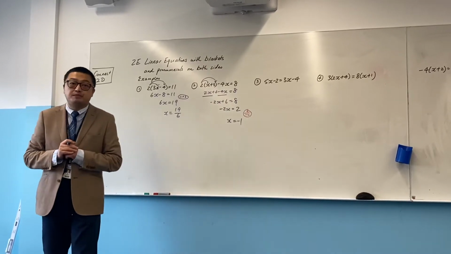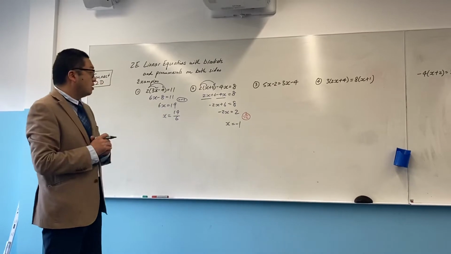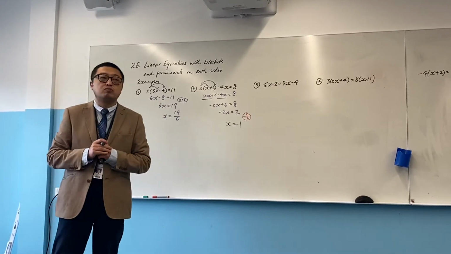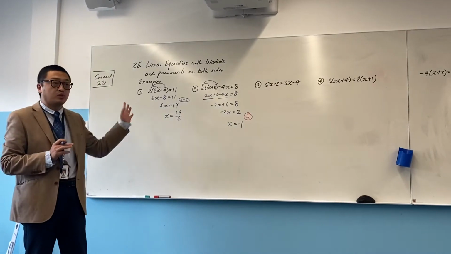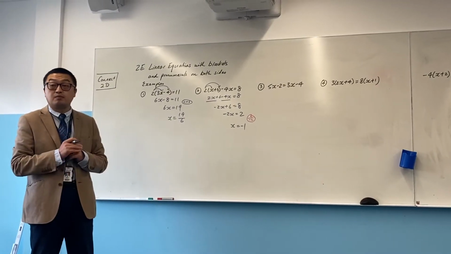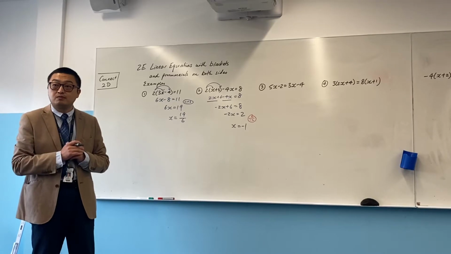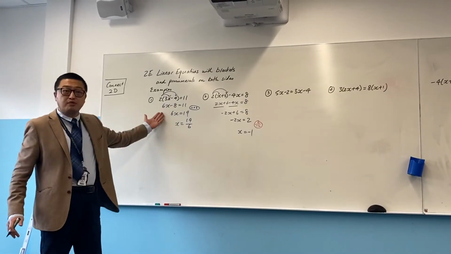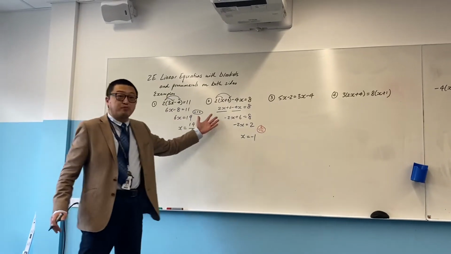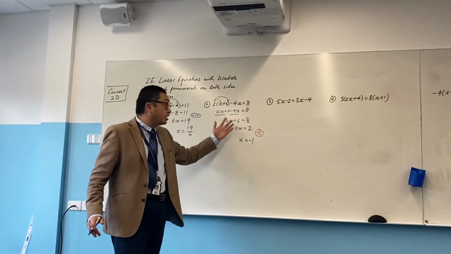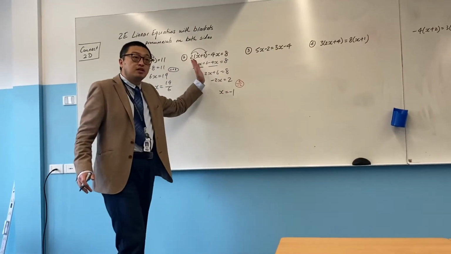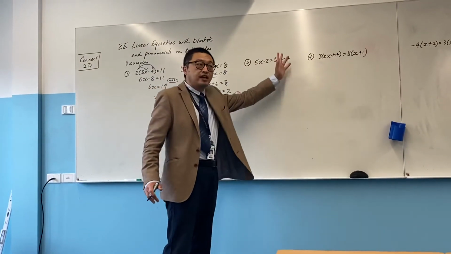Okay, question number 3. What's the difference between this one and the ones we've done so far? Give it a go. There are numerals on both sides. In this one, the numeral is only on the left-hand side, even though I've got 2 numerals, x, they're just on the left-hand side, yeah? I've got x on the left-hand side, I've got x on the right-hand side.